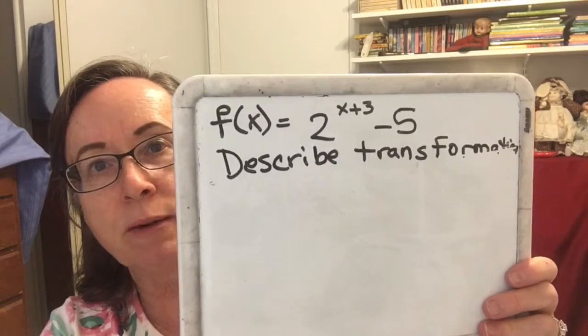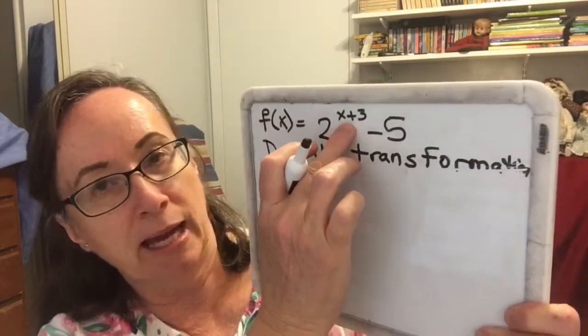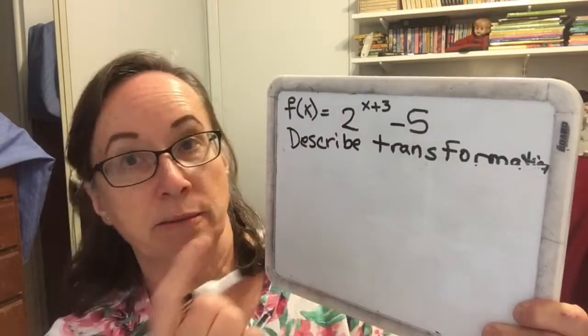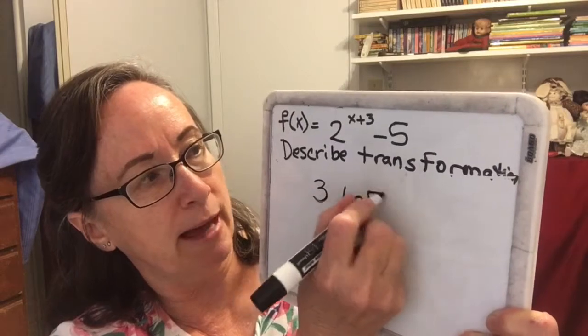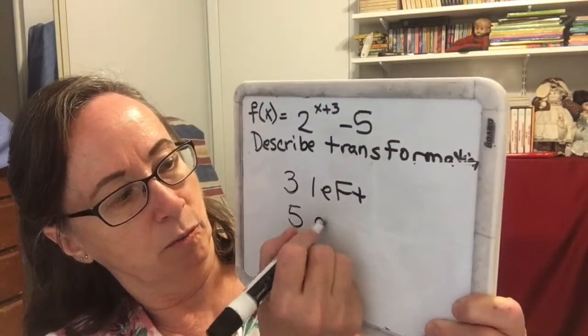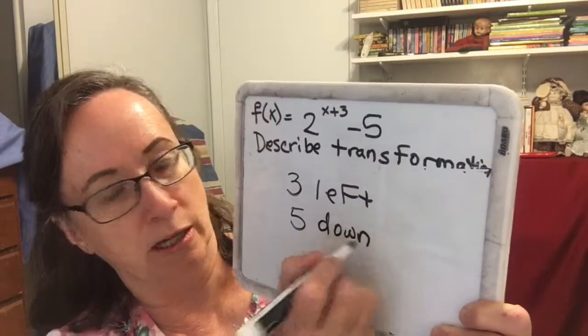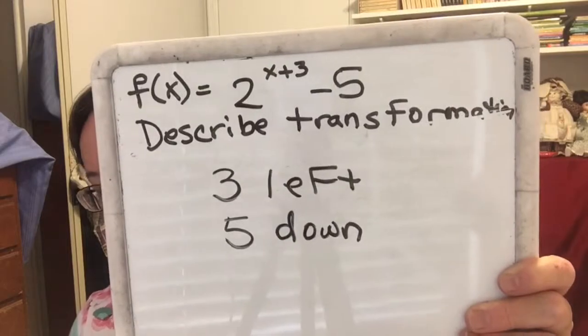Okay, so the next one, again, is describe the transformations. And here we look and say, okay, the 2 is the base, and then we have an x plus 3. So that's going to move it 3 to the left. So 3 left, and then 5 down will be the transformations occurring there. 3 left and 5 down.